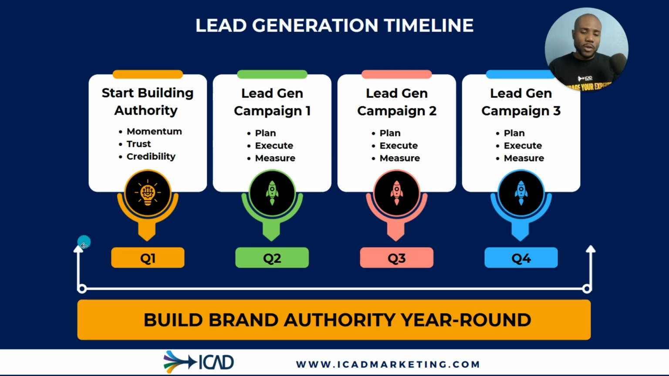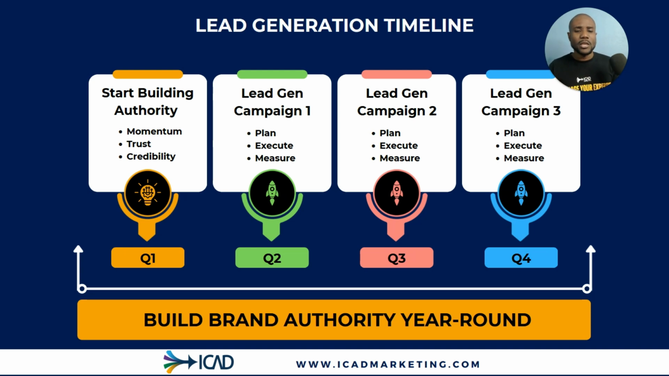And if you notice down here, it says building brand authority year-round, right? So when you're building brand authority, it's not just a one-off thing. It's not something that you just do one time. It's not something that has a specific timeline to it. It's not like, we're going to start building authority January 2025, and then at the end of the first quarter, the end of March 2025, we're going to stop building brand authority and transition to lead generation, right? It doesn't work that way.